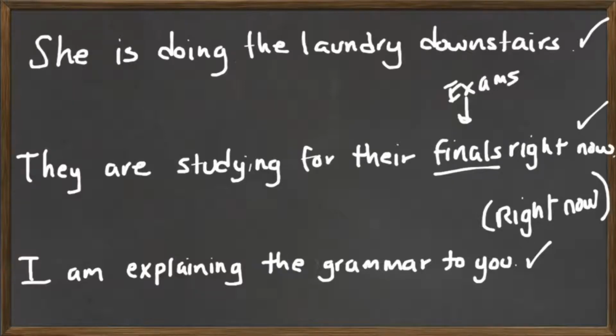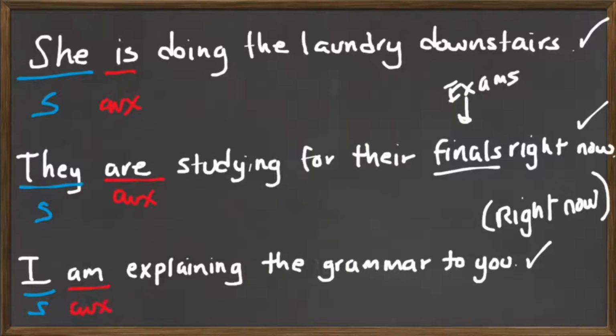Let's check if we have the elements we mentioned before. Subject: she, they, and I. Yes, they are there. Do we have the verb to be as an auxiliary? We have is, are, and am. Yes, we do have the auxiliary to be.